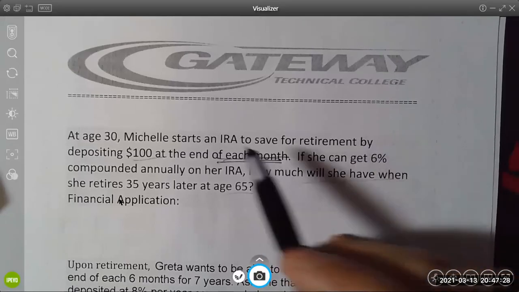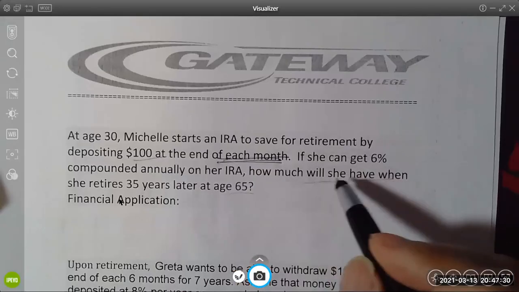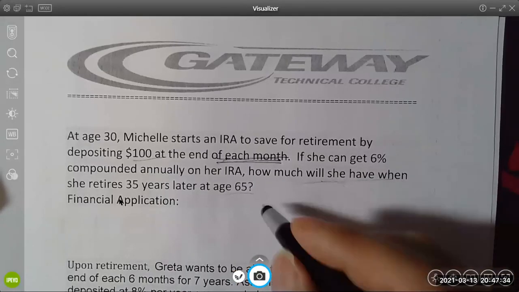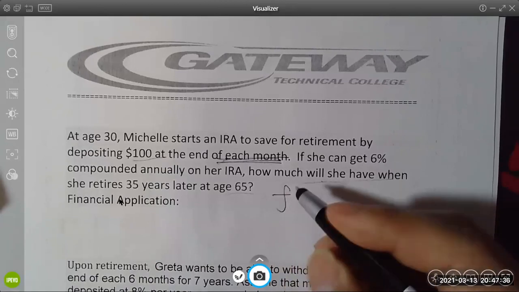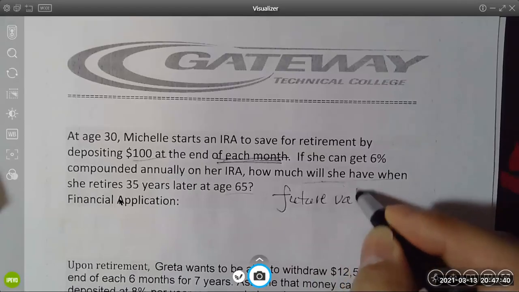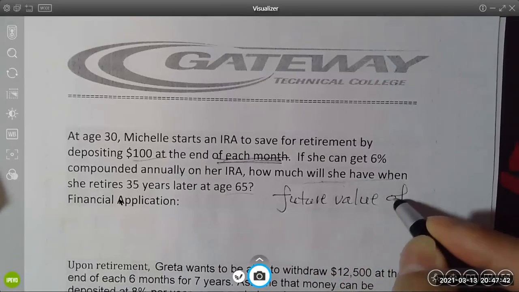Apparently, we are looking for the future value. So this is an annuity, and we are asked to find the future value. So what do you say? Future value of annuity. It cannot be clearer than that. So, future value of annuity.